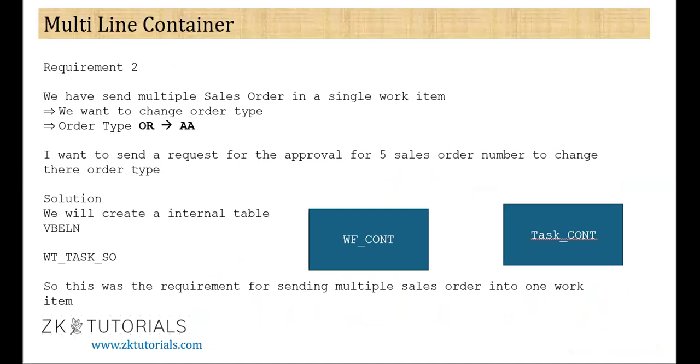In our previous session, we discussed the second requirement: how we can send multiple sales order items into a single work item. Only a single work item will be created whenever our workflow is executed. In today's session, we will discuss how we can send multiple work items. Let's say there are five sales orders, then how can we send them in a way that five work item IDs are created? That we are going to discuss in today's session.